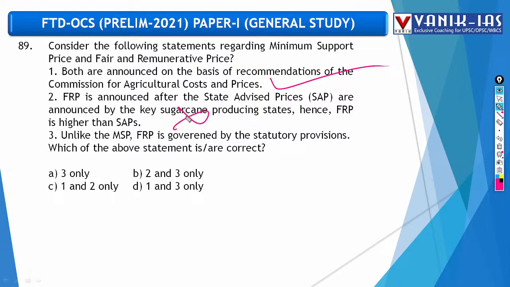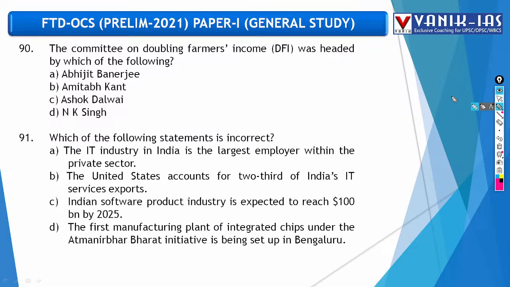Unlike MSP, FRP is governed by statutory provisions. Yes. So one and three options are right. FRP is governed by the statutory provision. FRP is given in the case of sugarcane. MSP is given for many other crops, cereals.